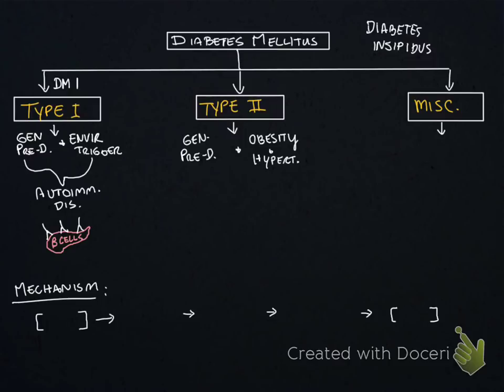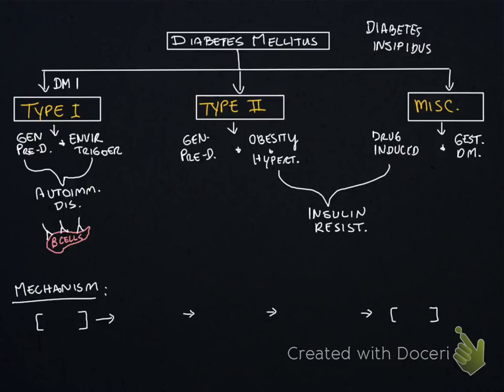I'll go ahead and talk about the miscellaneous category. It is either drug-induced or gestational diabetes, which means it's associated with pregnancy. Okay? So both of these are sort of in the same category in that they're considered insulin resistant.